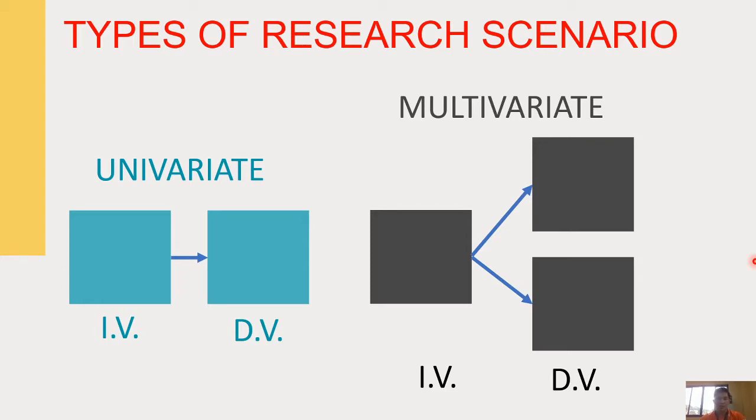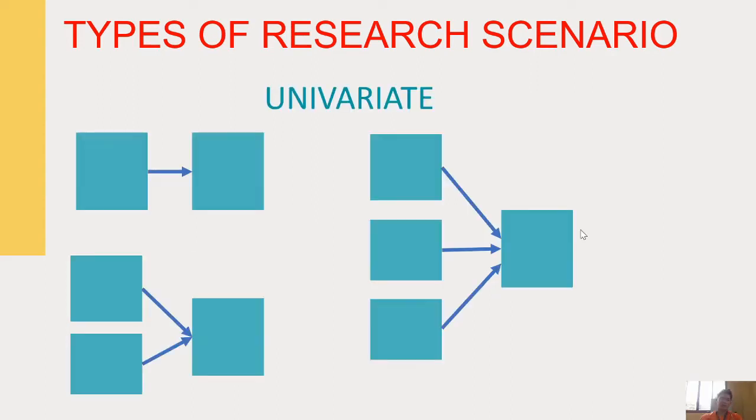In univariate, uni means one, variate means variable. Univariate means there is only one dependent variable, regardless of the number of independent variables or IV. And then multivariate is about having two or more dependent variables.